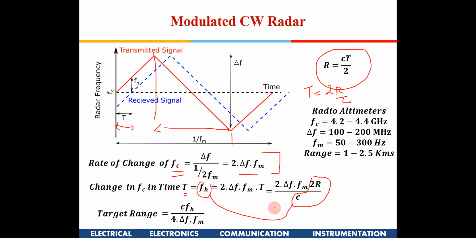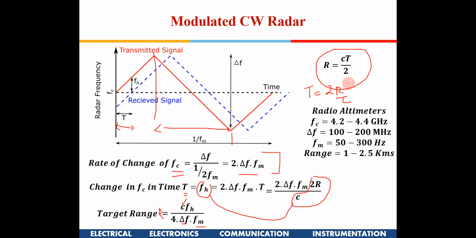Now from these two equations, if I have to find out just the target range, r is equal to c times the beat frequency divided by 4 times delta f times fm. If you see in this equation, c is fixed, delta f and fm are fixed by design, right? So r is proportional to the beat frequency.